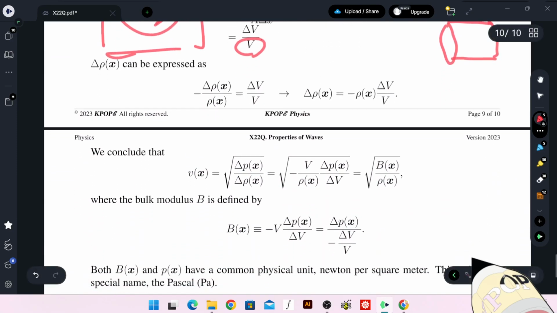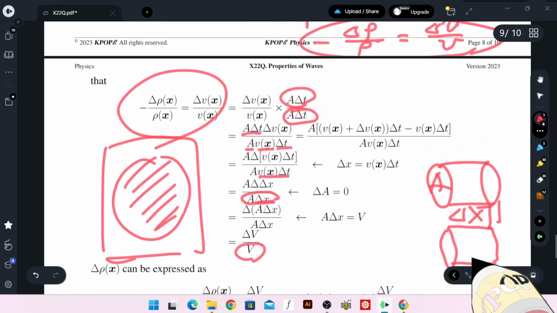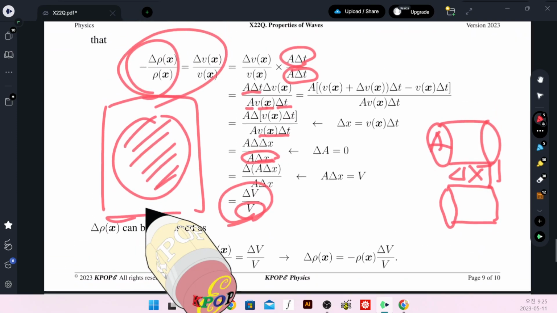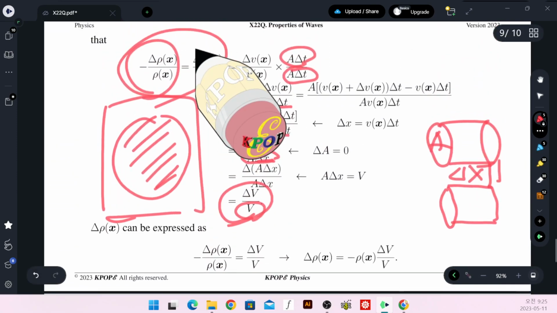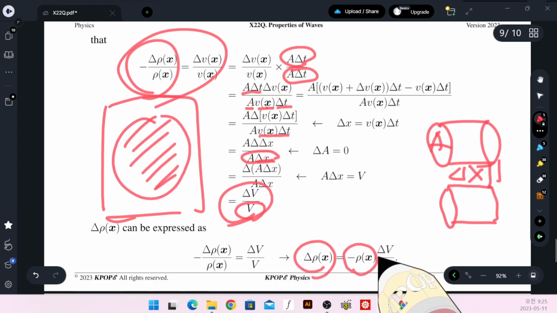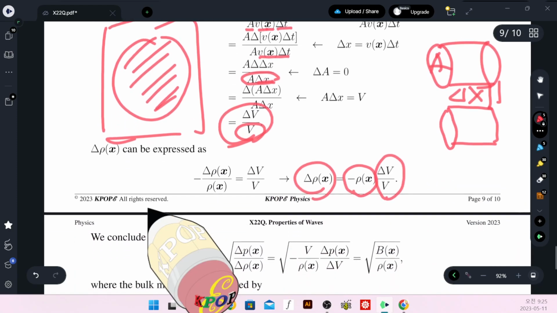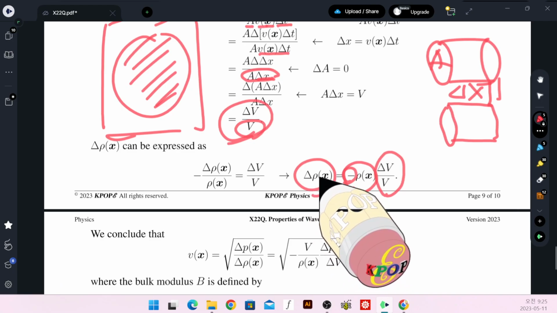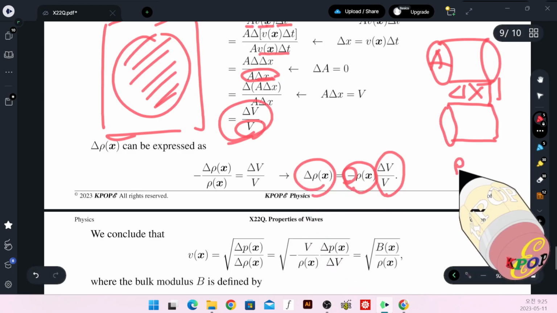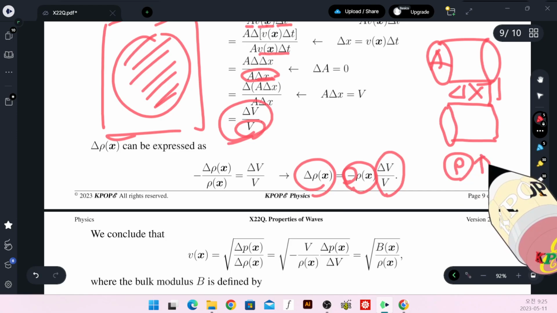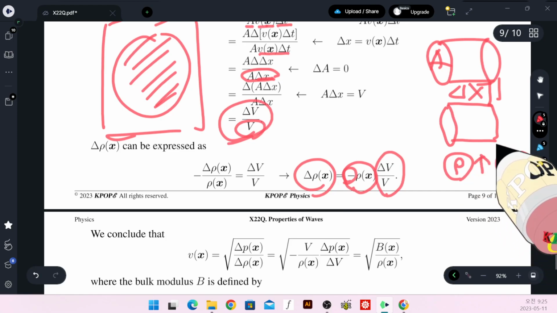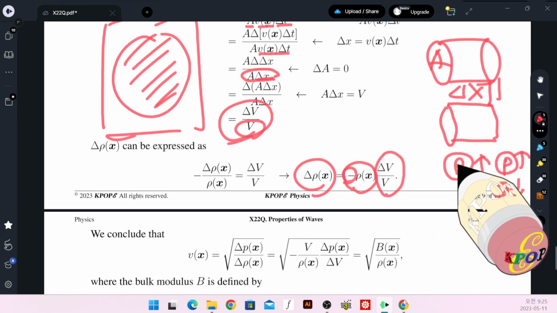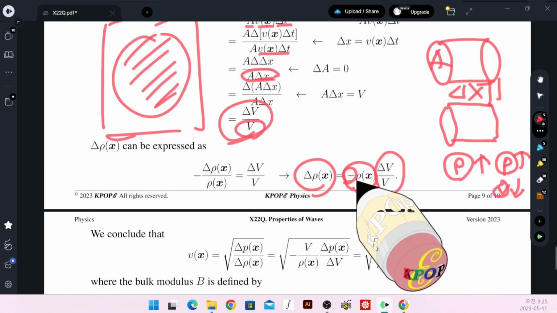Okay. Finally, this one is this. Okay. So delta rho can be replaced with minus rho delta V over V. The appearance of the negative sign is because if the density goes up, then pressure is up. If the pressure is up, then volume is down. So because of the correlation of density, pressure, and volume, we have a negative sign on it.